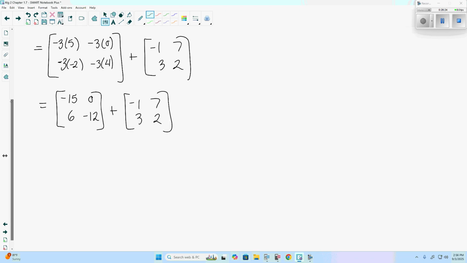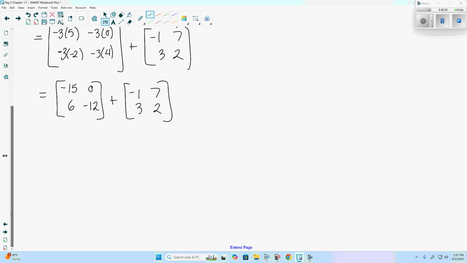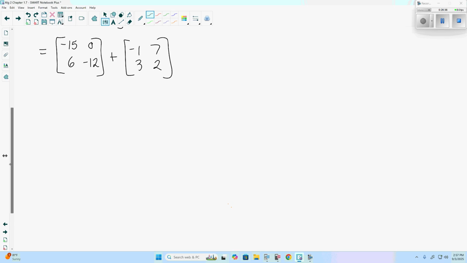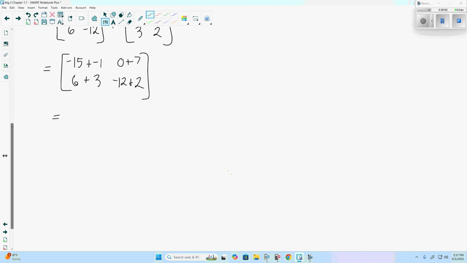Now that we've taken care of all of our scalars, now we can just add the two together, yes? So I'm going to write it out. If you don't need to write it out, that's fine. Because we would be adding like elements, so -15 plus -1, 0 plus 7, 6 plus 3, -12 plus 2. Which is really telling us that -15 plus -1 is -16. 0 plus 7 is 7. 3 plus 6, 9, and -12 plus 2 is -10. Yes?